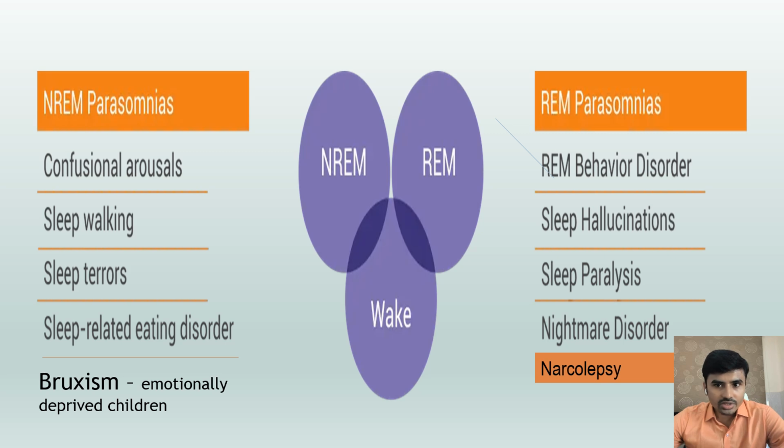NREM parasomnias and REM parasomnias. NREM parasomnias are confusional arousal, sleepwalking, sleep terror, sleep-related eating disorder, bruxism. Bruxism is predominantly seen in emotionally deprived children. REM parasomnias: REM behavior disorder, sleep hallucinations, sleep paralysis, nightmare disorders, and narcolepsy.